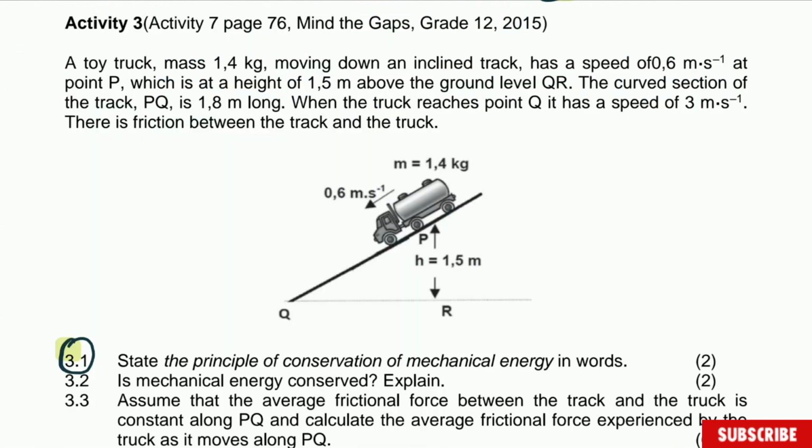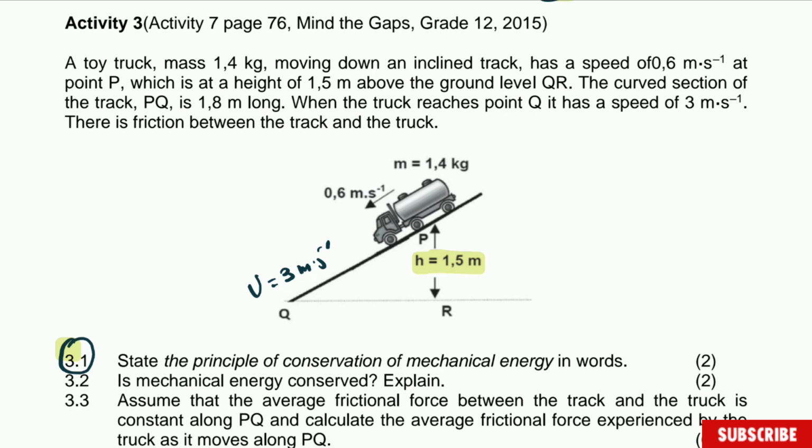Now, this question says a toy track mass of 1,4 kilogram moving down an inclined track has a speed of 0,6 meters per second. It is shown in the picture. At point P, which is at a height of 1,5 meters above the ground, level QR. So here is the height that you can see there on this side. This is the height of the track. The curved section of the track PQ is 1,8 meters. When the track reaches point Q, it has a speed of 3 meters per second. That one is not given here, so let's write the speed at this point is 3 meters per second.